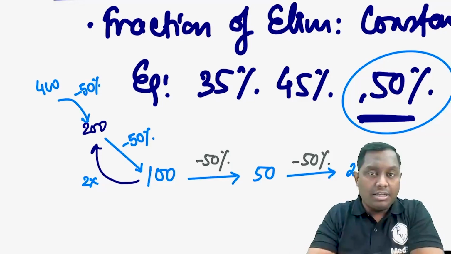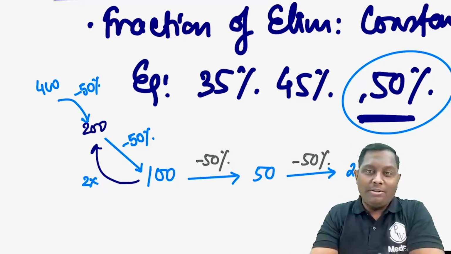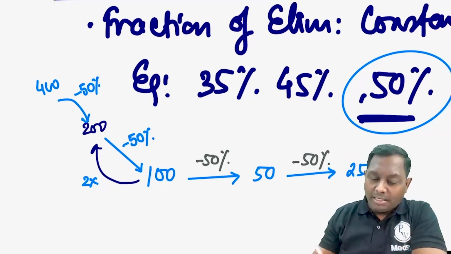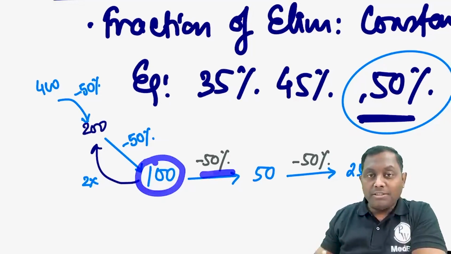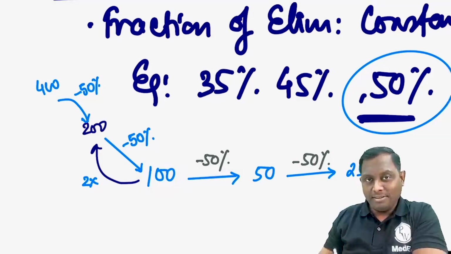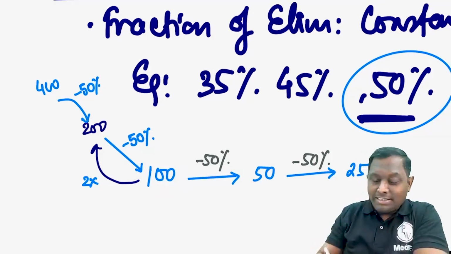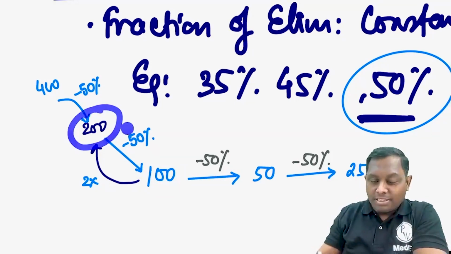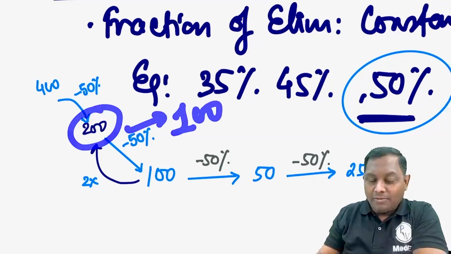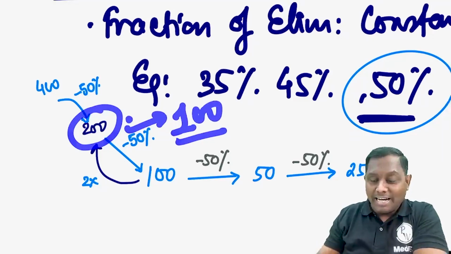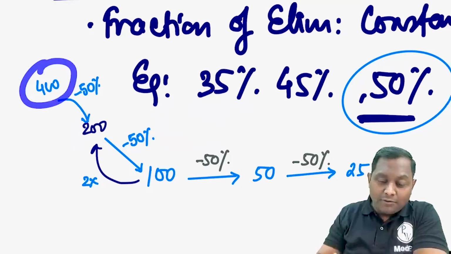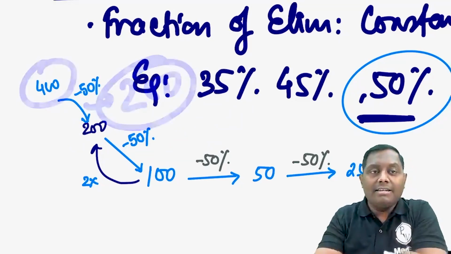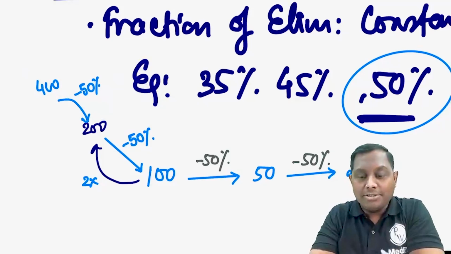But what is changing every time is the rate of elimination. If the plasma concentration was 100 and 50% is removed, that means 50 milligram is removed. But if the plasma concentration is doubled, now 50% means 100 will be removed. So higher the plasma concentration, higher the amount of drug eliminated. If the plasma concentration is 400, now 200 will be eliminated. Again, higher the plasma concentration, higher is the rate of elimination.